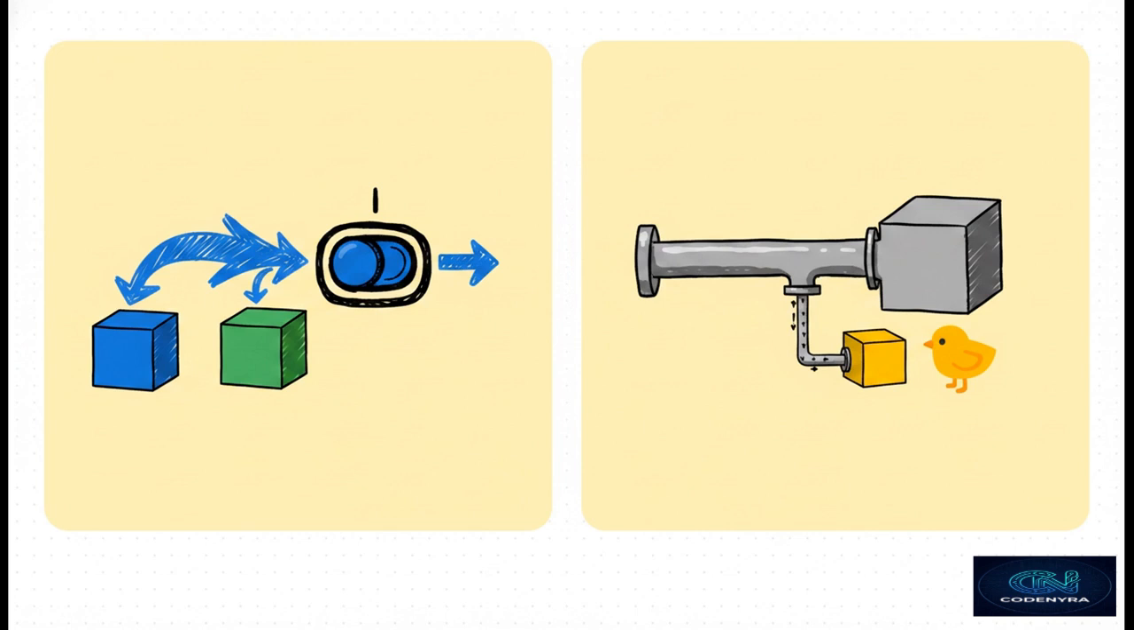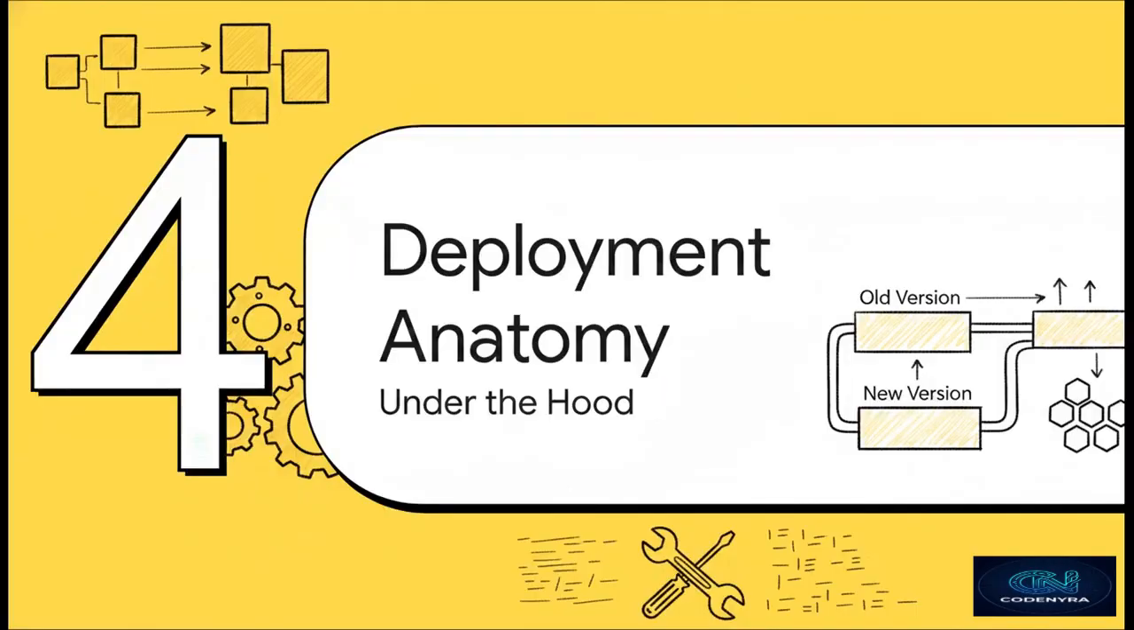The second pattern is the Canary strategy. This one lets you test the waters with real users by routing, say, just 5% of your live traffic to the new version. If your metrics stay healthy, you can automatically scale that up to 20%, 50%, and eventually the whole 100%. All right, let's get into the configuration.